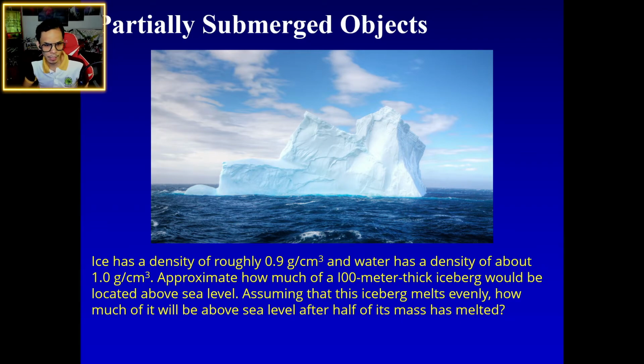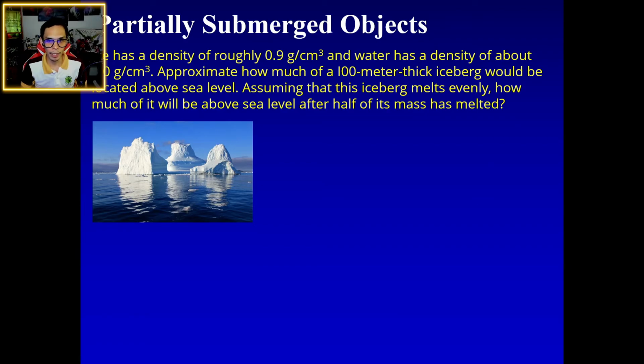Okay, so ice has a density of roughly 0.9 grams per cubic centimeter. And the water has a density of about 1.0 grams per cubic centimeter. Approximately, this time there is a dimension on the iceberg. How much of the 100 meter thick iceberg will be located above sea level? And assuming that this iceberg melts, how much of it will be above sea level after half of its mass has melted?